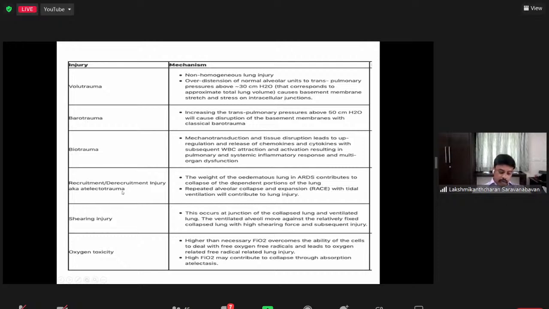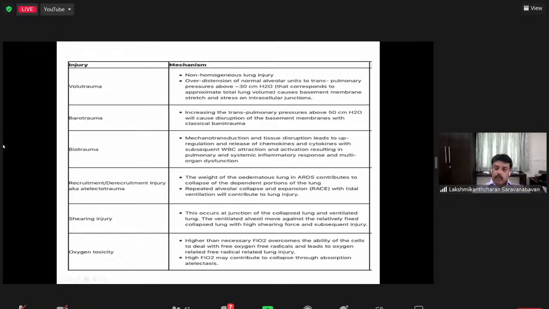The next thing is your atelectrauma. As we all know, the lung completely collapses at the end of ventilation in these ARDS patients. And every time it completely collapses, more work is needed to open up this lung, and more work is needed to keep the lung open at the end of expiration. The repeated alveolar collapse and expansion with the tidal volume will definitely cause further injury, and it can contribute to further lung injuries.